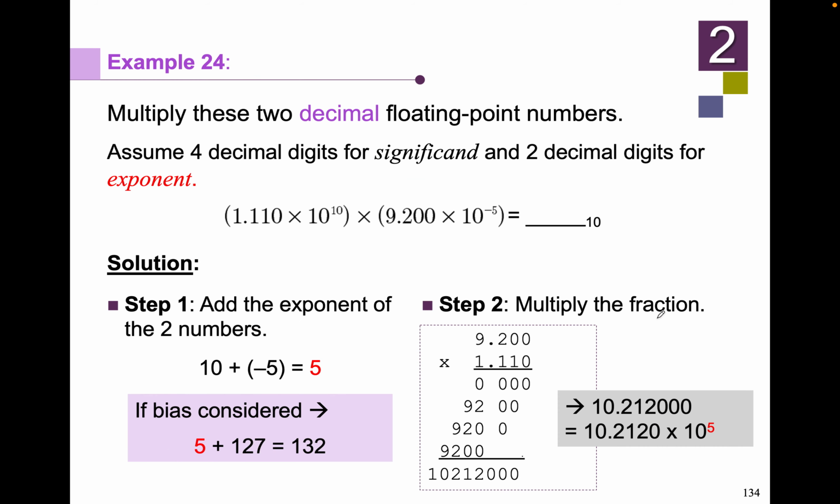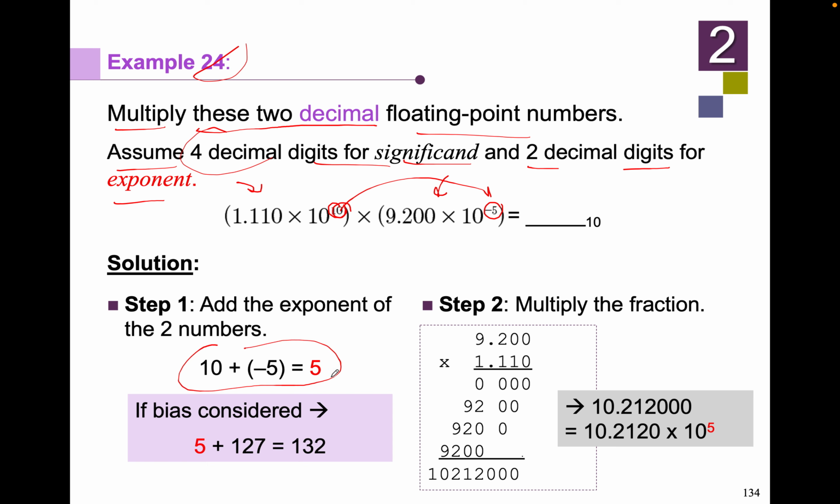Next is example number 24. Multiply these two decimal numbers. Assume 4 decimal digits for the significand and 2 decimal digits for the exponent. So you have these two numbers, and this is your value for your exponent. What you need to do first, you're going to add these exponents. You're going to get 5 in total.